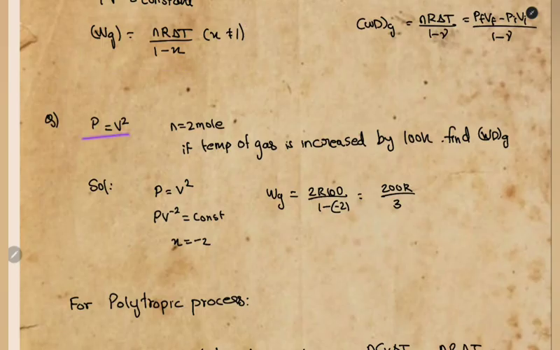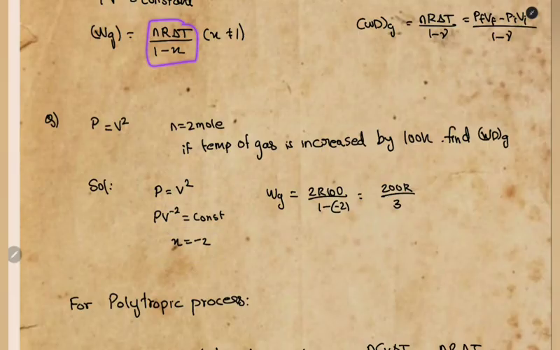Okay, coming back to the question, P is equal to V square, n is equal to 2. If the temperature of the gas is increased by 100 Kelvin, find work done by the gas. So P is equal to V square. Okay, we need it in the manner of P V to the power something is equal to constant. So we just bring it here and we will get -2 for sure, and X will be -2.